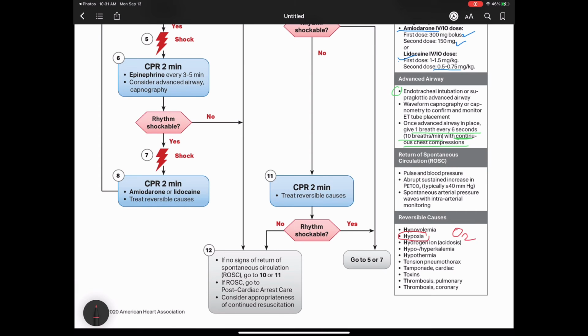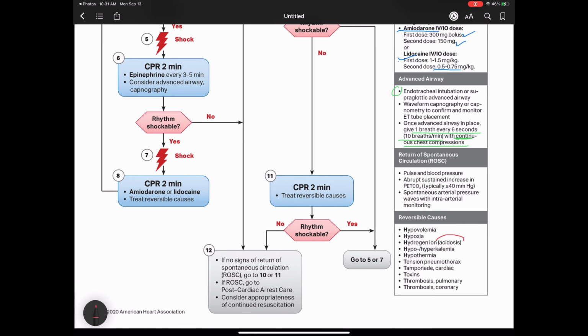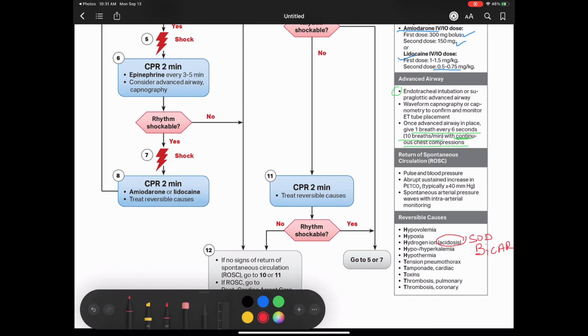Hypoxia can be treated by giving oxygen. You can assess if patient is hypoxic by checking saturation. If it is in the lower 90s or 80s, that is a hypoxic person. Hydrogen ion acidosis you have to correct by giving sodium bicarbonate.